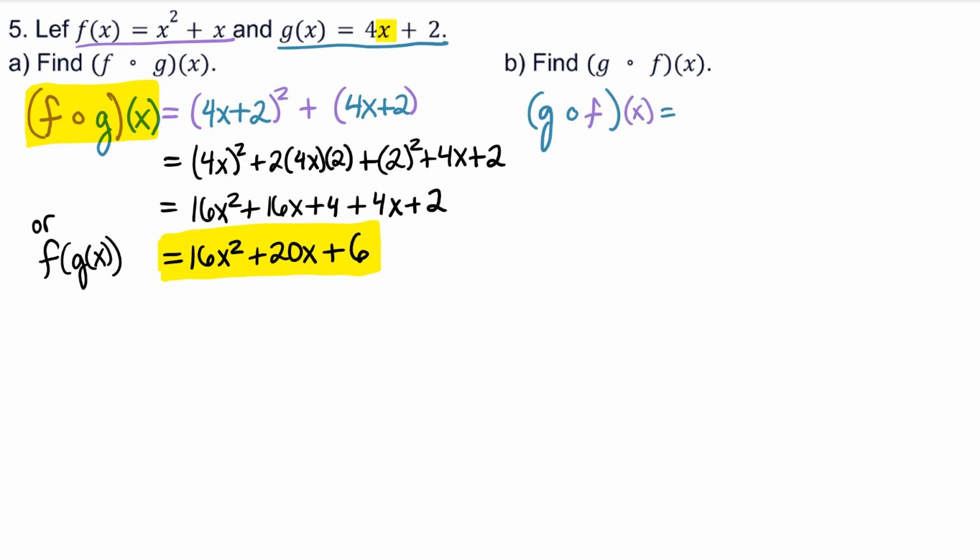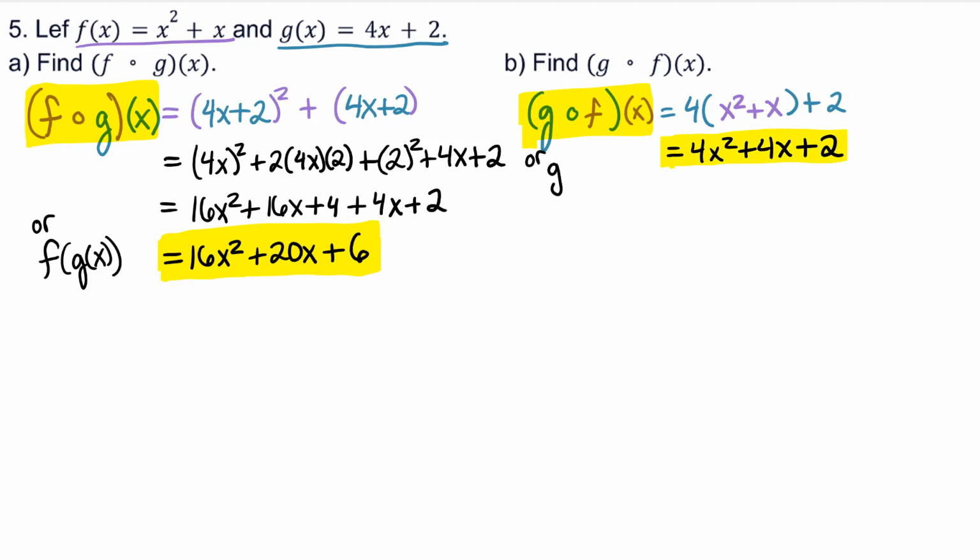Now we're going to compose g with f of x. G has one input of x. It's 4 times that input plus 2. Now that input will be the entire f function. Now simplify. And now you've found g of f of x, or g composed with f of x.